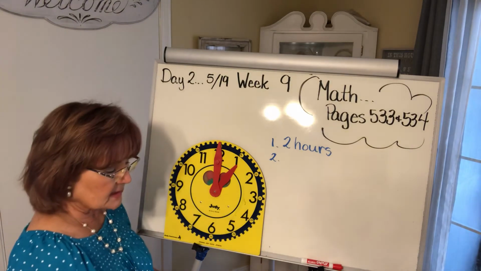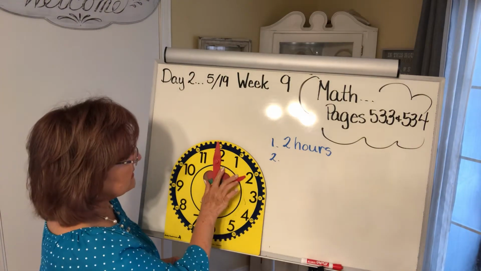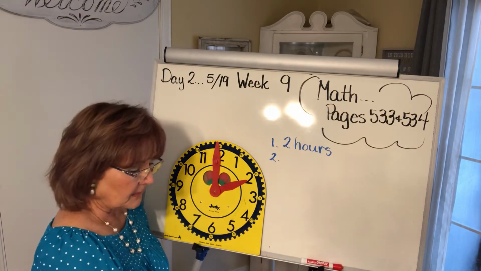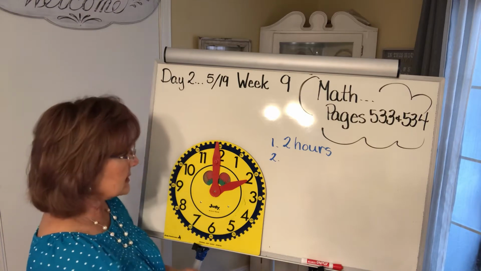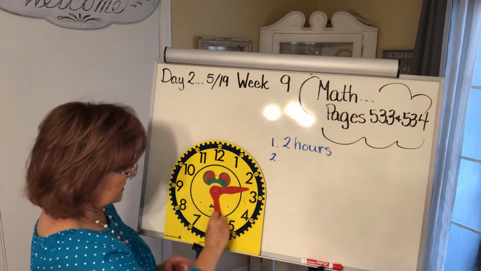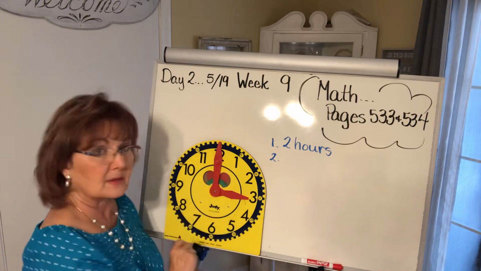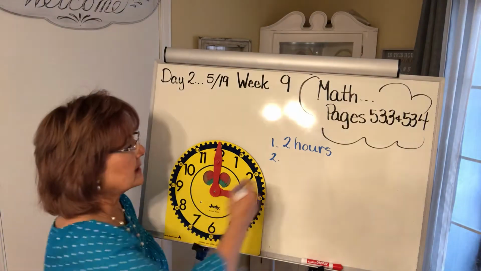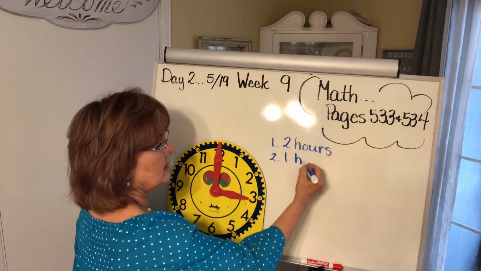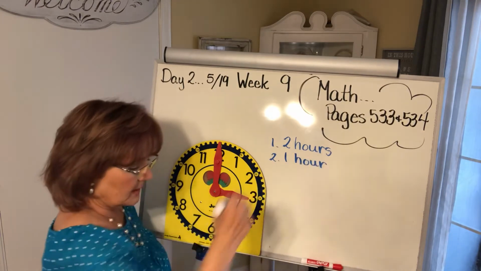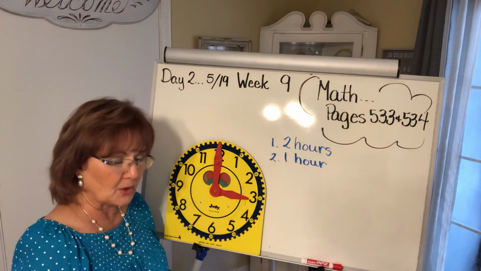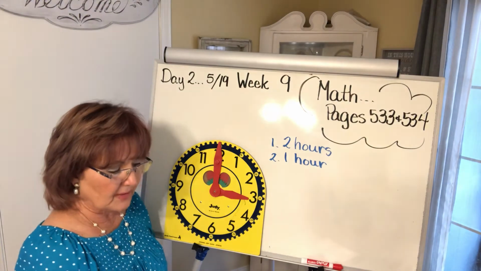Okay, so if you start something at 2 o'clock and you finish it at 3 o'clock, how many times did you go around? 1. So write 1 hour for number 2. See how that works? Okay, next page, 534.